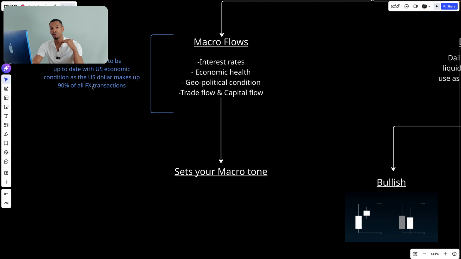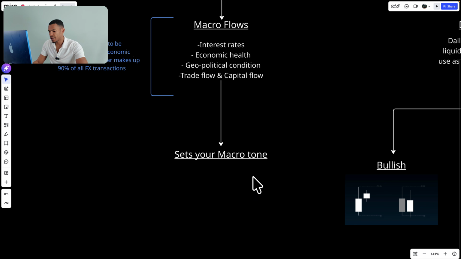If you read the most recent triennial report by the Bank for International Settlements, you'll see that I think it was just above 90% of all the transactions made in FX have the dollar taking up the other side of that transaction. So the FX market is heavily influenced by the US dollar. Therefore, you want to be up to date in these realms with the US economy, right? It will tell you a lot about the marketplace.